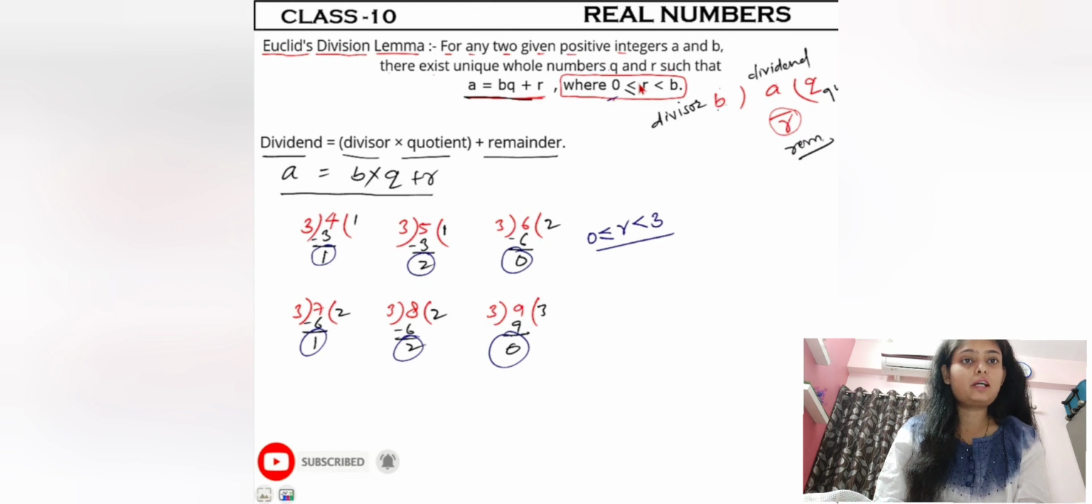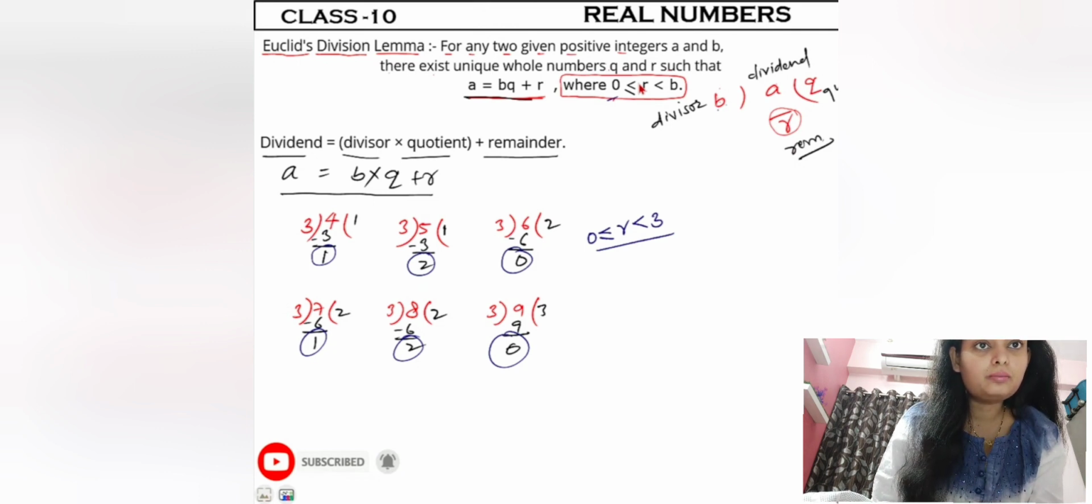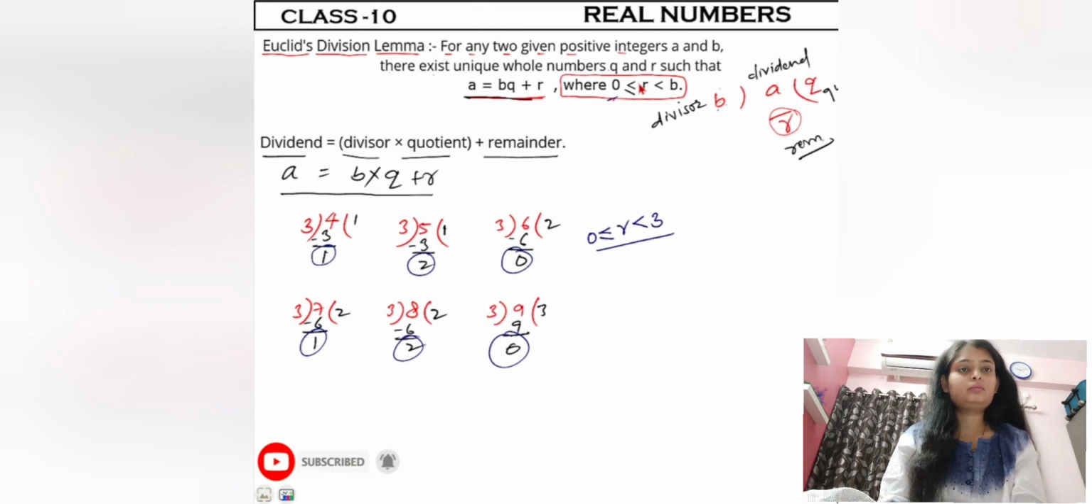When we divide 456 by 3, the remainder comes as 0, and when we divide 789 by 3, the remainder also comes as 0. So you can see here r is greater than or equal to 0, because it is coming equal to 0, and it is always less than 3. That is, it is always less than b, the divisor here.